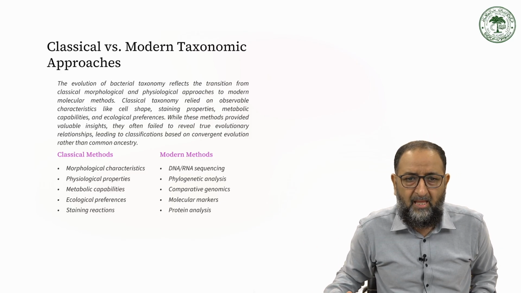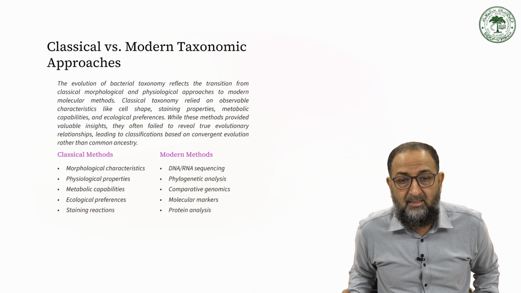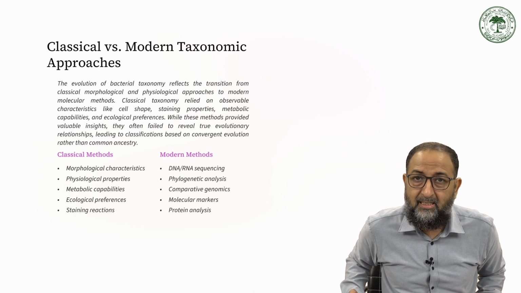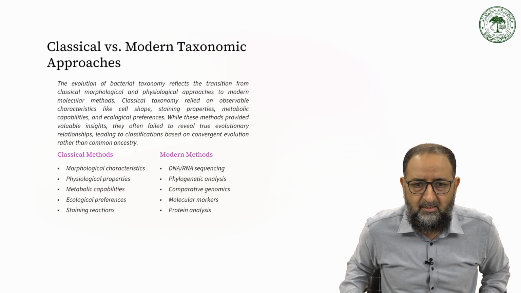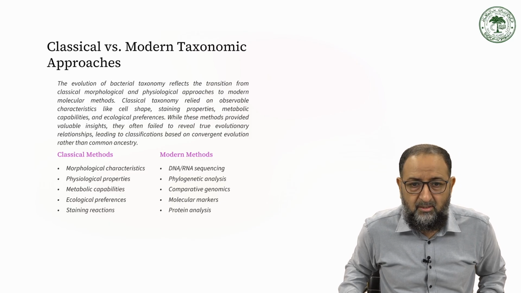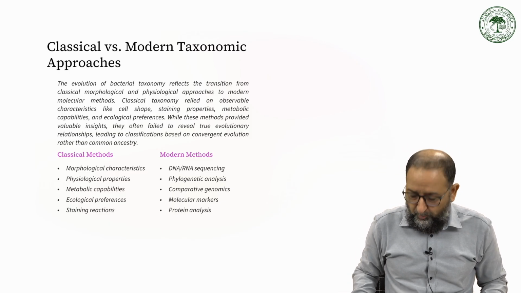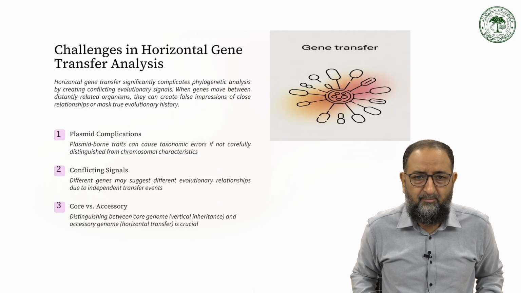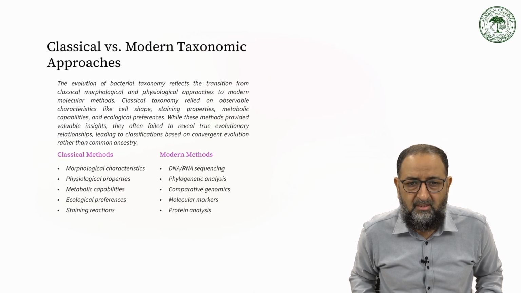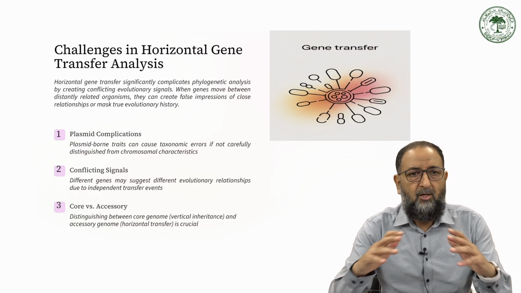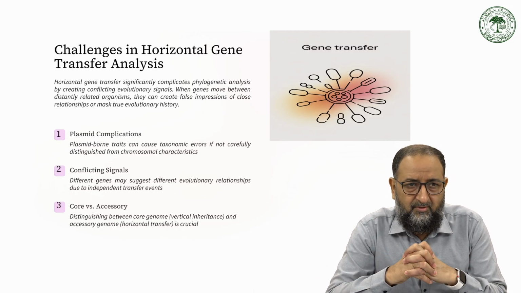the metabolic output that is coming. Now, if you look into the modern methods, they are DNA and RNA sequencing, the best method, phylogenetic analysis, comparative genomics, molecular markers, and protein analysis. Now, what are protein analysis and what are RNA and DNA sequencing? We'll discuss later on.